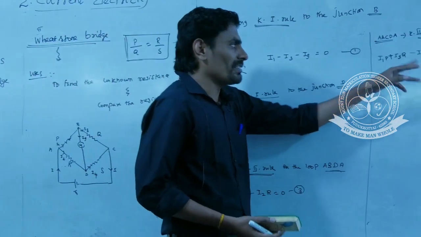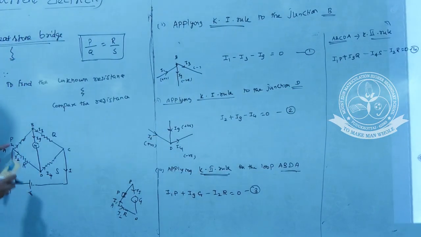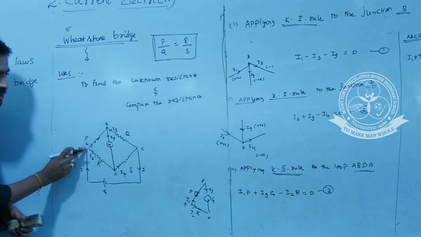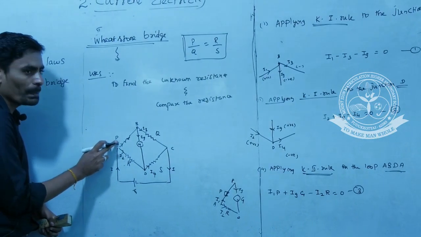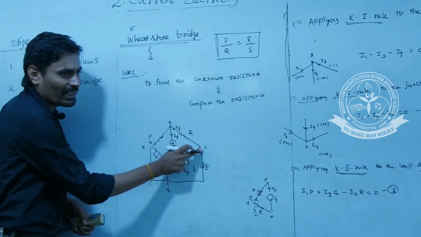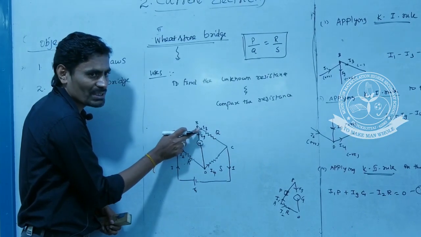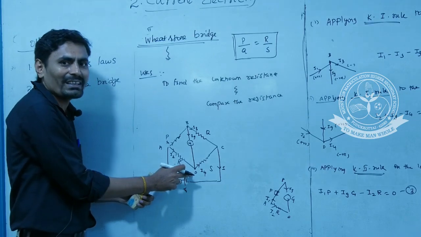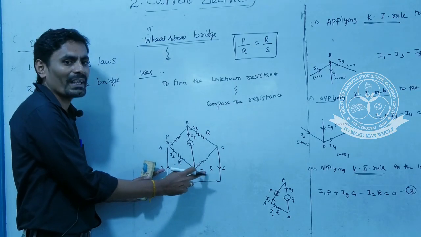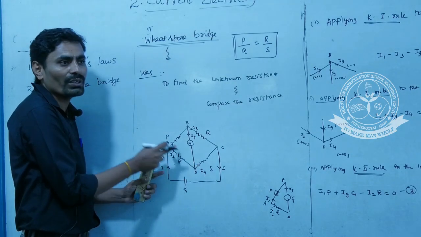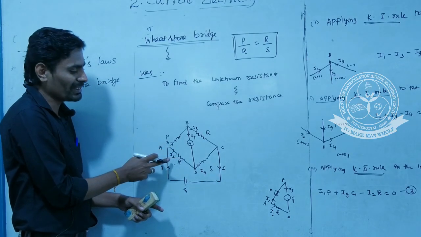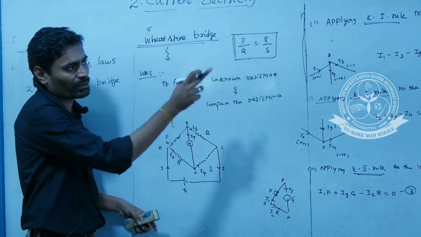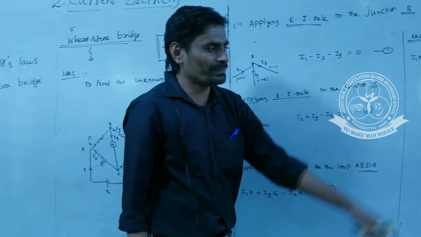Then consider another loop, A, B, C, D, A. The current entering the junction A to B is taken as positive, I1P. Then B to C, current entering, taken as positive, I3Q. Then C to D, current leaving the junction, taken as negative, I4S. Then D to A, current leaving the junction, taken as negative, so I2R is negative, written as equation number 4.